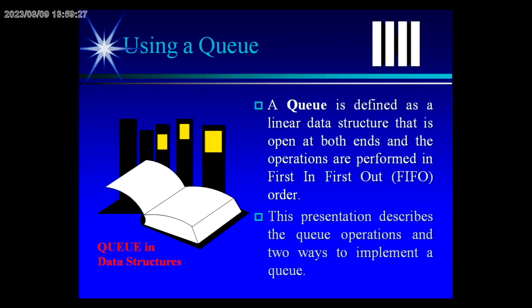Then what is queue? Queue is a linear data structure that performs two operations, inserting and deleting the elements. In which manner? First in, first out. That means the first element inserted is also the first one deleted. That is the first in, first out order.